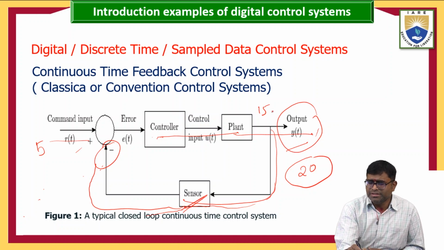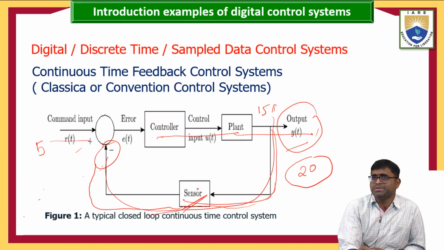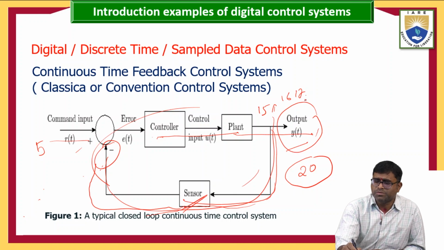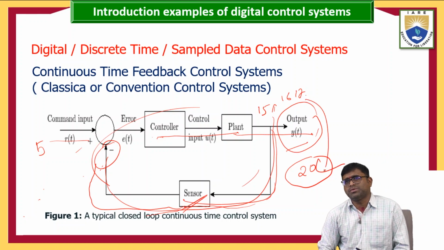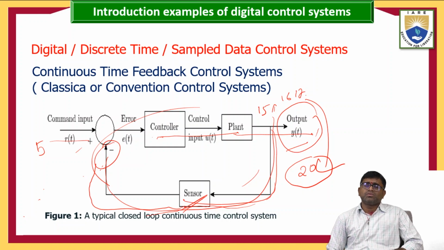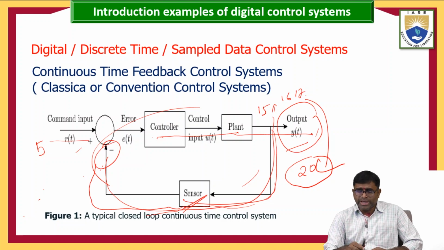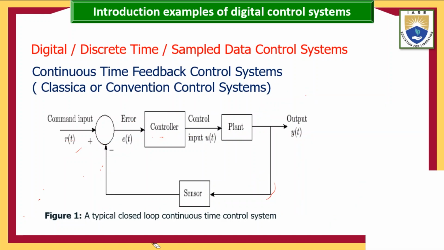At that time the output increases. Why? Because we are taking the feedback from the previous section. So it increases to 16 or 17 like this, until it reaches 20 megawatts of power supply. So this is the closed loop control system.